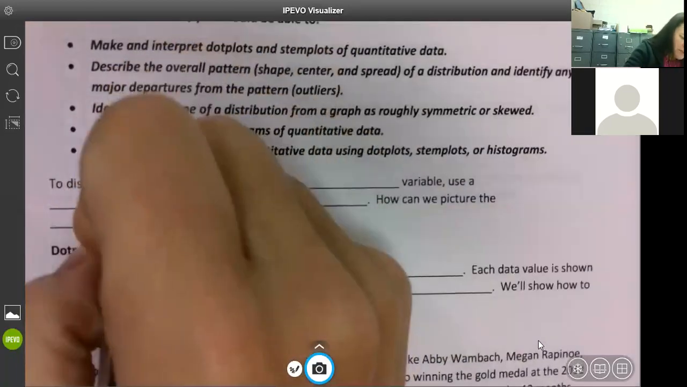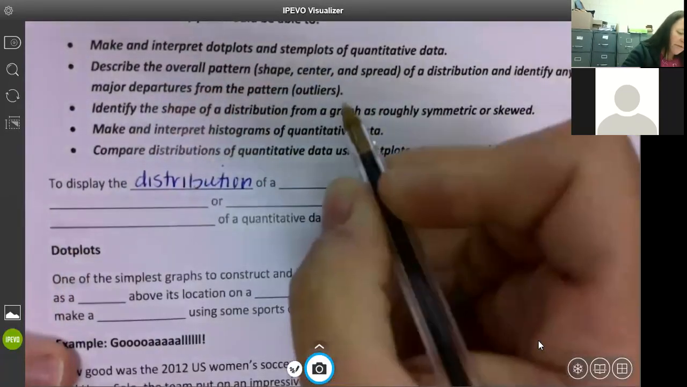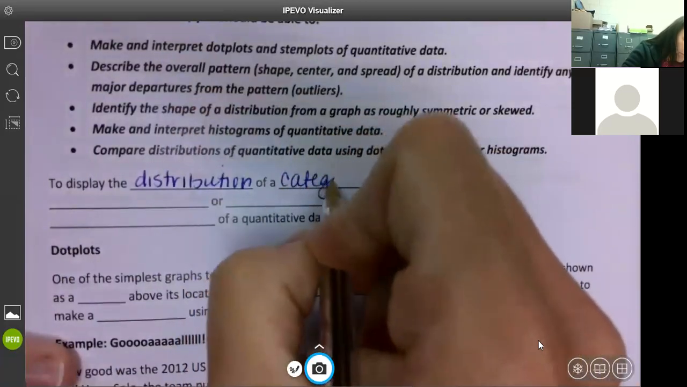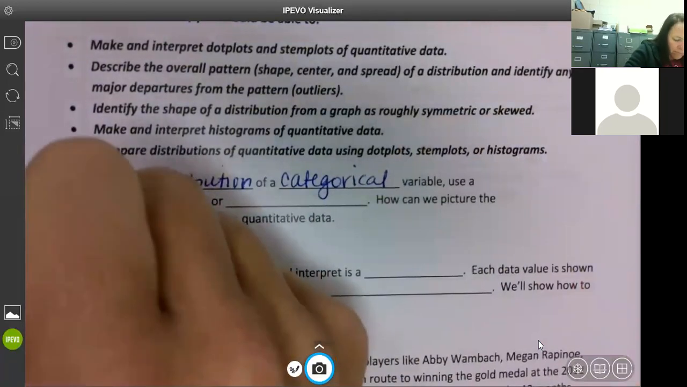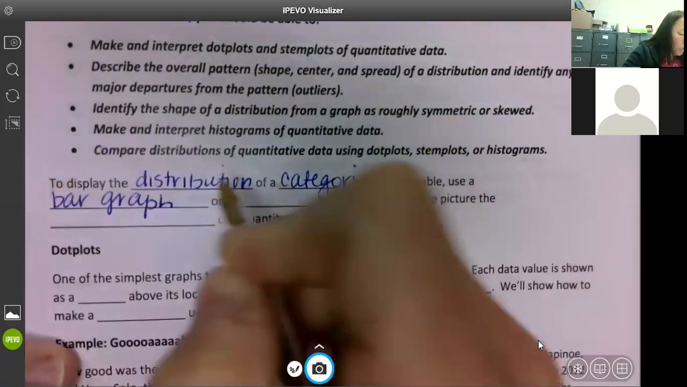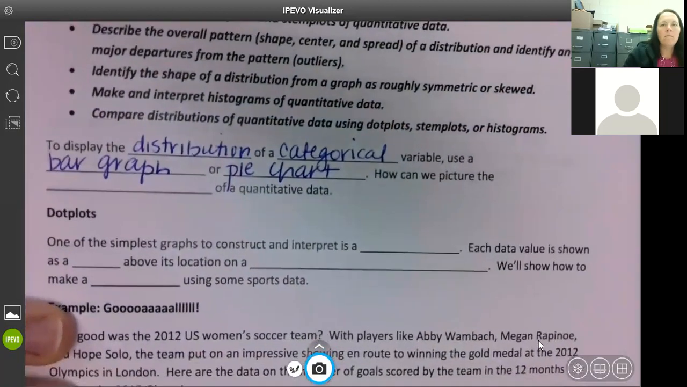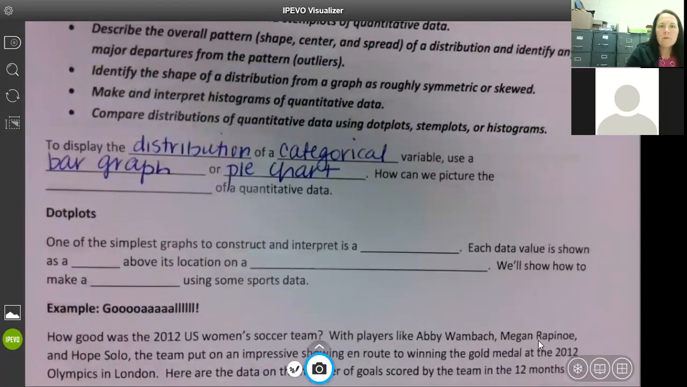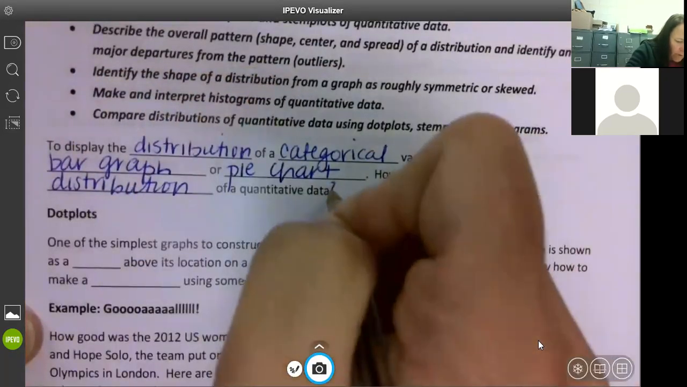To display the distribution of a categorical variable, use a bar graph or pie chart. So this is categorical. That means it's not numbers. How can we picture the distribution of quantitative data? And that should be a question mark.